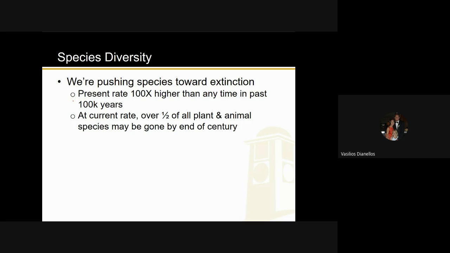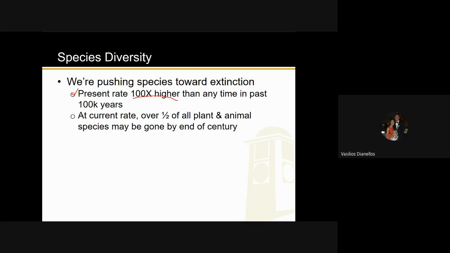Before I tell you what it is, I'll go through the book introduction. Your book points out that we are pushing species towards extinction. The present rate of extinction is 100 times higher than at any time in the past 100,000 years. Basically, species always go extinct. That's always been a thing. But your book is saying that it's happening at a much higher rate now than in the past 100,000 years, right? So kind of a big deal.